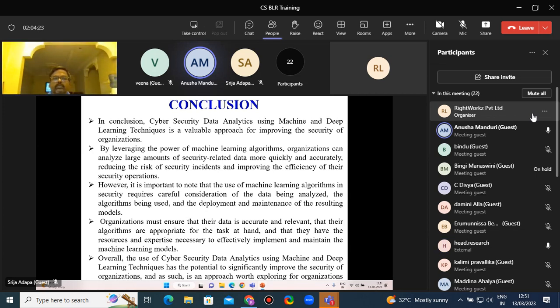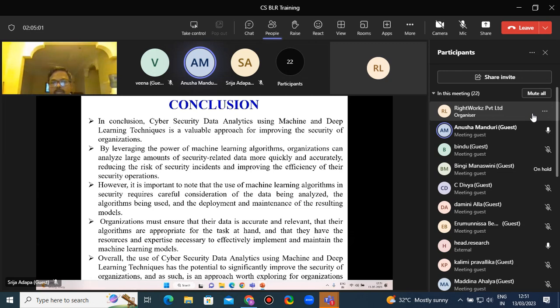resulting models. Organizations must ensure that their data is accurate and relevant, that their algorithms are appropriate for the task at hand, and that they have the resources and expertise necessary to effectively implement and maintain the machine learning models. Overall, the use of cybersecurity data analytics using ML and deep learning techniques has the potential to significantly improve the security of organizations, and such a human approach for exploring and optimizations.